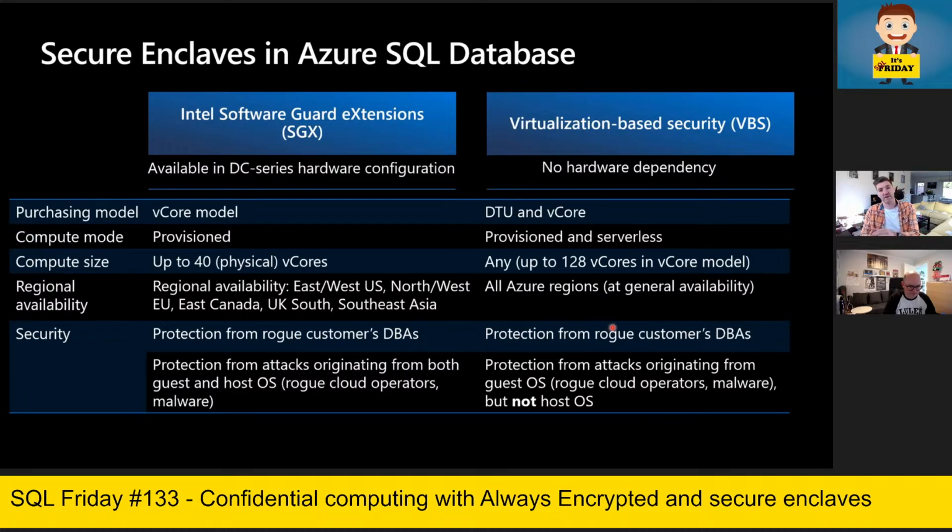If you look at VBS enclaves, there is no specific hardware needed. You just switch on the VBS enclaves and then you're good to go. So there's no specific hardware dependency here. DC series is only available in the vCore model, while VBS enclaves is available in DTU and vCore model. The compute size is limited for DC series to 40 physical vCores. Again, in VBS enclaves, we don't have any limitation, so you can go up to 128 vCores.